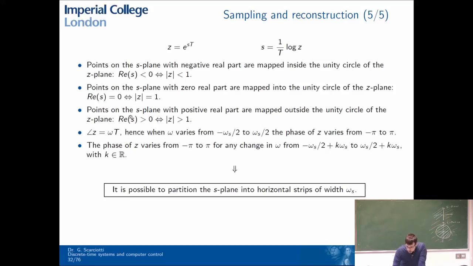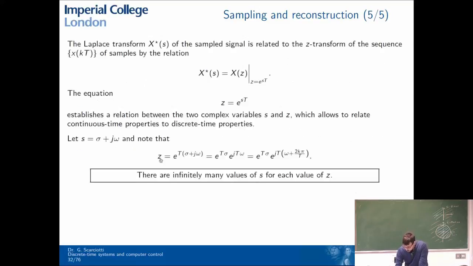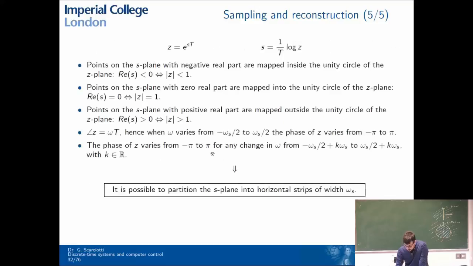So this covers these three points, and then we also want to understand how the phase is mapped. Up to now we talked about the real part of s, and now we want to see what happens to the phase of z. The phase of z is omega T. This is due to the fact that z is equal to this product, so the phase of this is omega capital T. So this implies that when omega goes from minus omega s divided by 2 to omega s divided by 2, the phase of z goes from minus pi to pi.